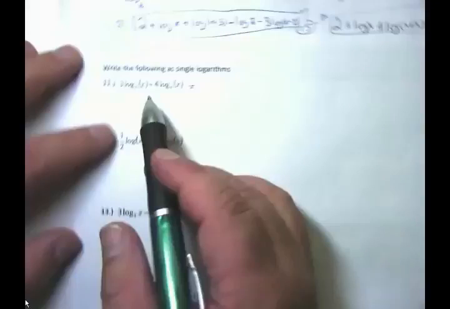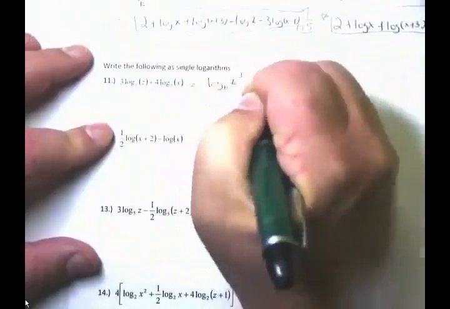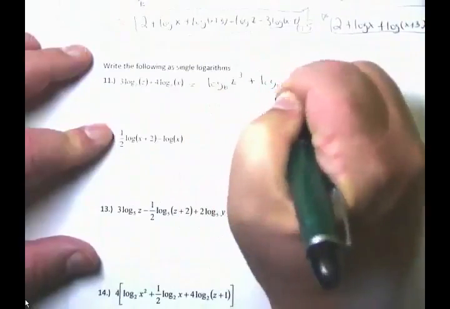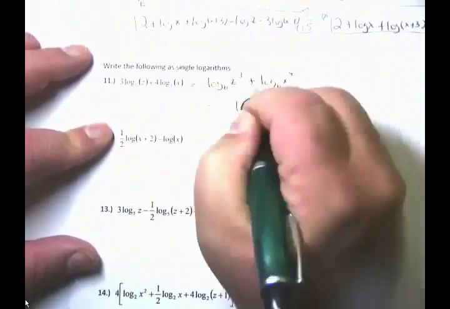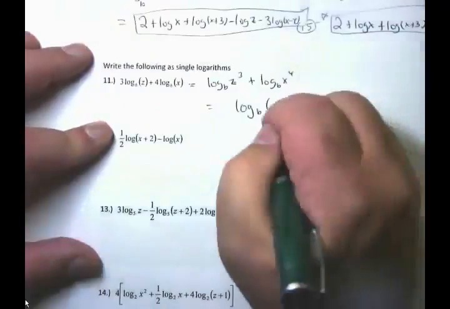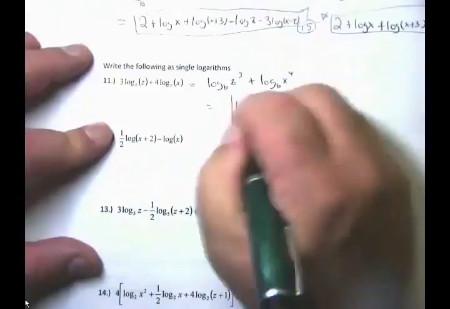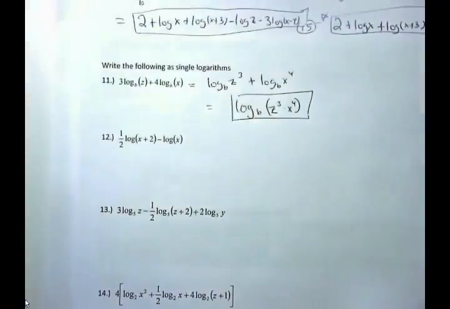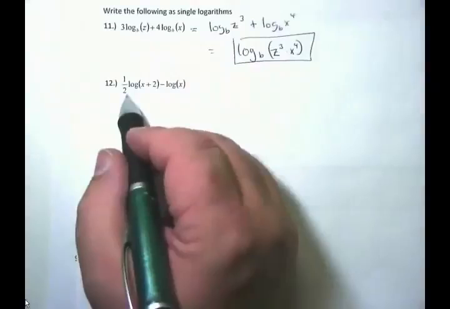So here we go. I have 3 and 4 in front of my log. So where do they come from? Where do they go back to? Log base b of z cubed plus the log base b of x to the 4th. This turns into one big log base b of, and what does addition turn back into? Multiplication of z cubed times x to the 4th. And there's my answer. Rewriting the logarithm as one big log. Does that make sense?